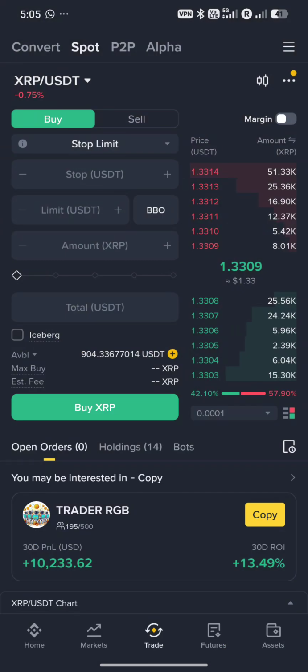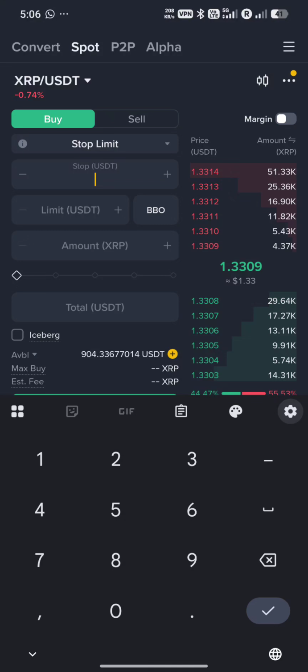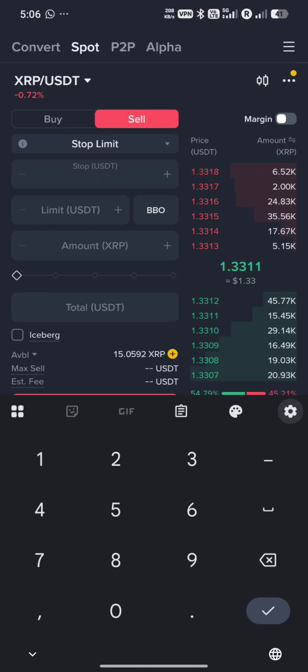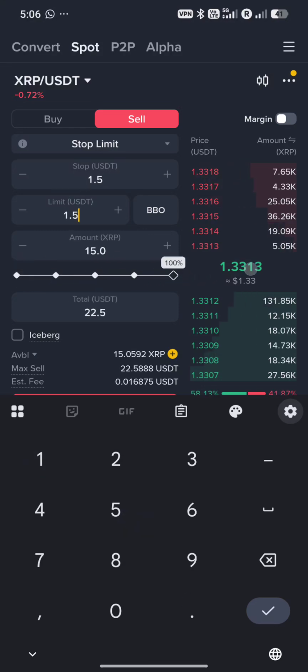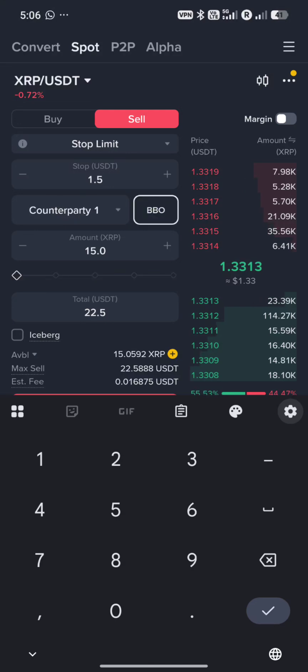So let's assume now to set take profit. Assumption: I'm setting take profit for this coin. Don't forget, I already bought it. So let's assume that my take profit is 1.5. I will just put 1.5. I will change it to sell. Don't forget, sell 1.5. Repeat the price again, 1.5. Then drag this 100%. Don't worry, just ignore this. If you click it, it's going to change the counterparty.